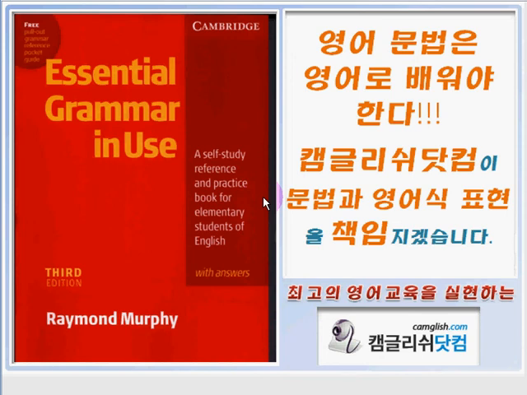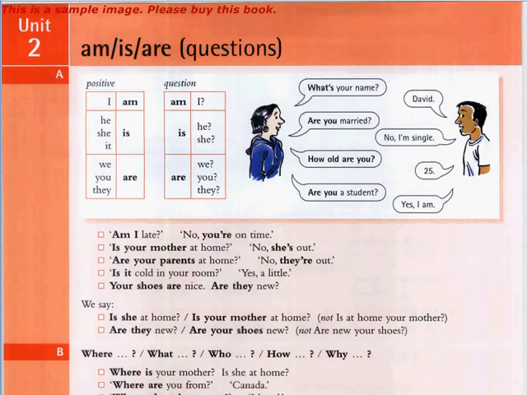We are still studying Unit 2 of the book Essential Grammar in Use by Raymond Murphy. We are still learning how to make questions using the linking verbs am, is, and are. Before we start with today's lesson, let's have a review of what we learned in Part 1, okay?